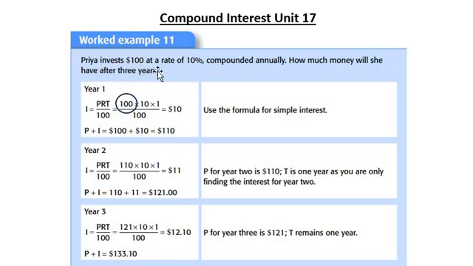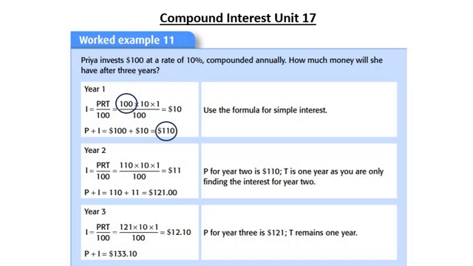Invest 100 pesos at the rate of 10% compounded annually. How much money will she have after these 3 years? The principal in the simple interest formula is 100. This is the money you invest. So 10 pesos, or dollars, the same, is the interest you gain. So after the first year, the amount of money that you have is 110.